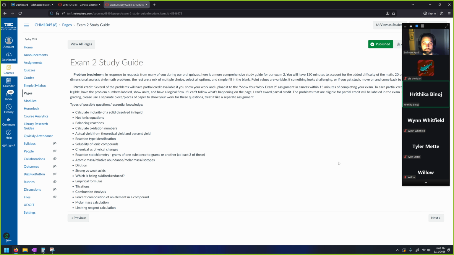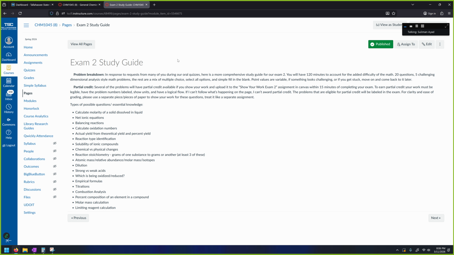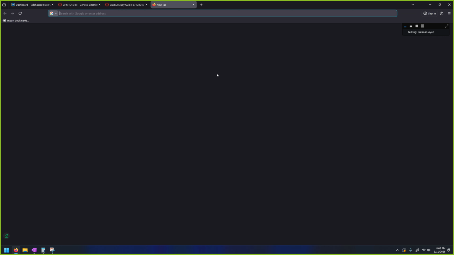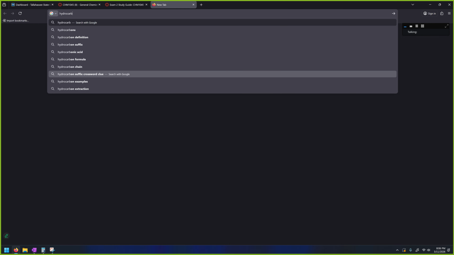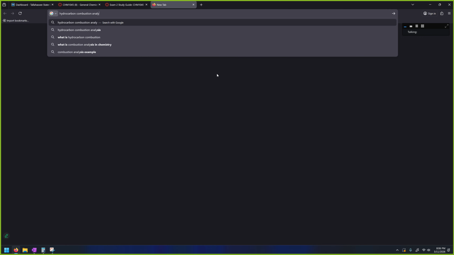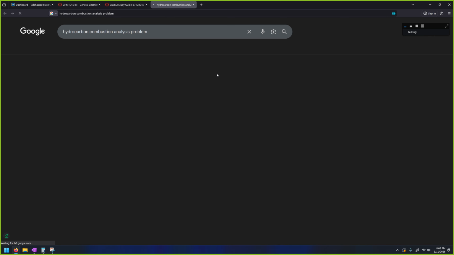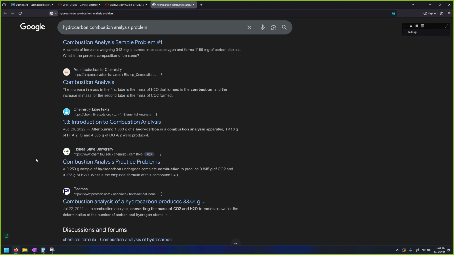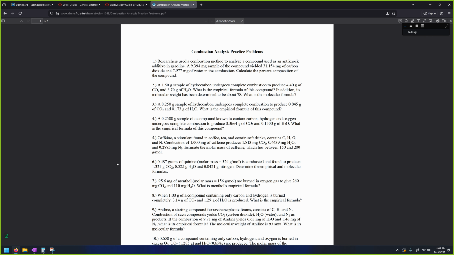A combustion analysis? Sure, I can try and find a combustion analysis problem. These are unfortunately really challenging to make up because the ratios have to work out perfectly or you get a nonsense value. Let's try this guy.